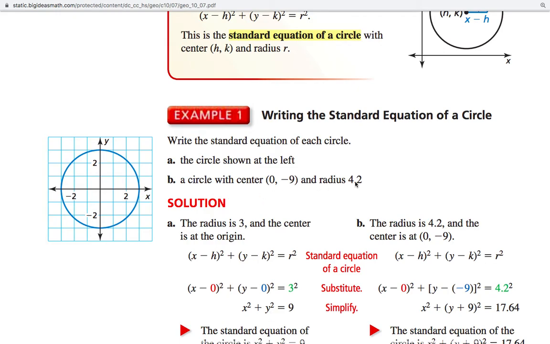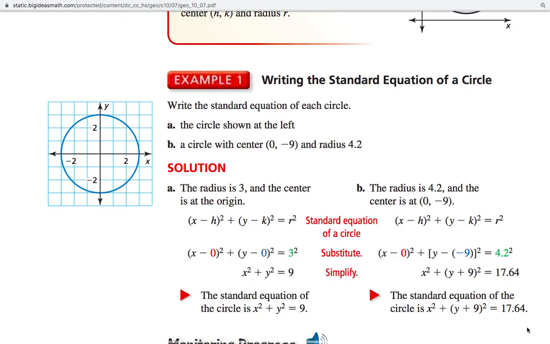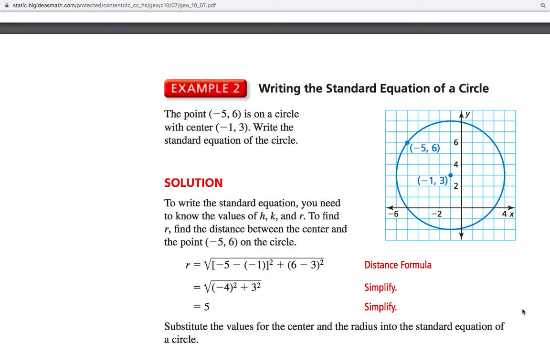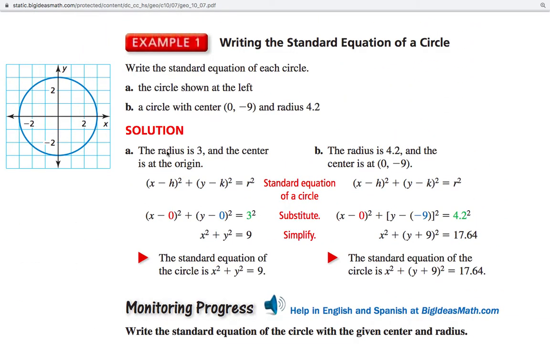If you've got a radius of 4.2, you've got to square that on the right side, and our center is 0, negative 9, so that's x minus 0, y minus a negative 9, so remember it's the opposite of what you see, so it's a y plus 9 there. So that would be our standard equation. We're not going to FOIL it. We're not going to simplify it at all. It's going to stay just like that. That is the equation, right? So when we see stuff like that, we can write out the equation.